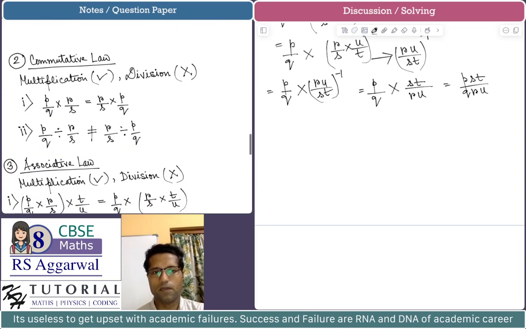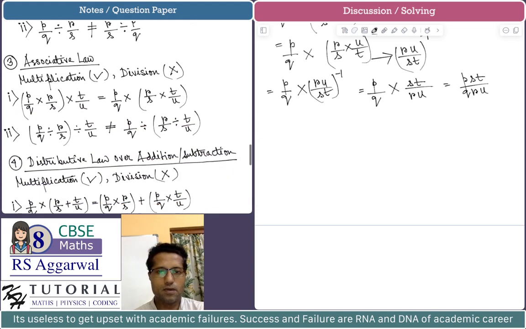Commutative property. Now multiplication obeys the commutative property, but division does not obey the commutative property. Now what is commutative property? In doing a multiplication of two rational numbers, you can change the order. So p by q multiplied by r by s will be equal to r by s multiplied by p by q. Whereas for division, it is not necessarily true that p by q divided by r by s is equal to r by s divided by p by q. This will not necessarily be true all the time. So division does not obey the commutative law, whereas multiplication obeys the commutative law.